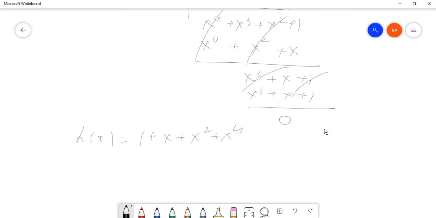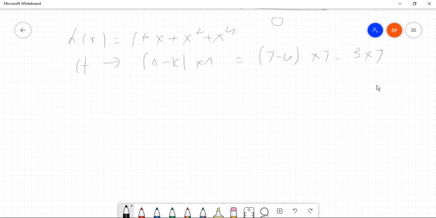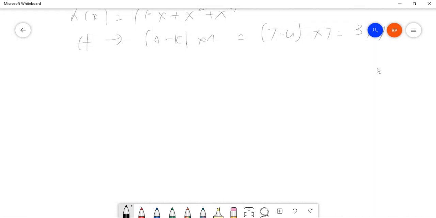Once you have h of x, you have to know what will be the size of the parity check matrix. Remember, the parity check matrix H will always be of the size n minus k into n, which is 7 minus 4 into 7, which is equal to 3 by 7. But we have only the small h of x now, not capital H.